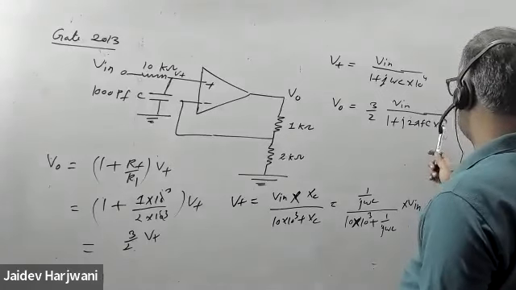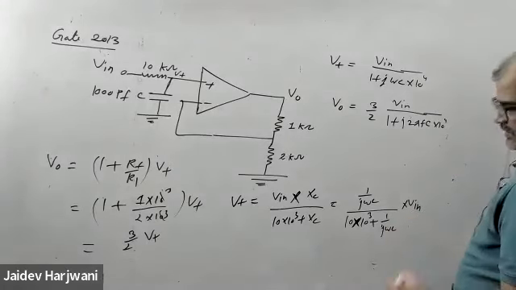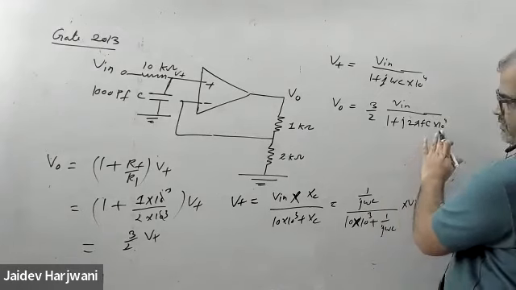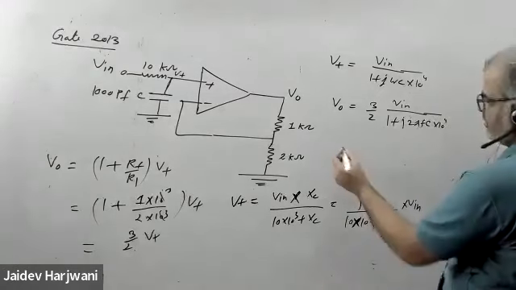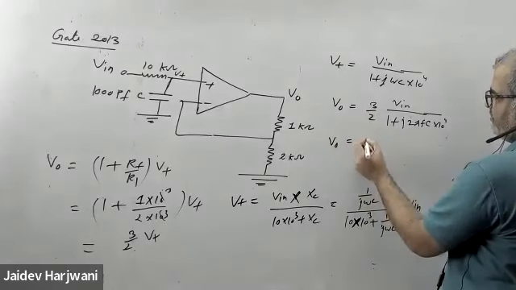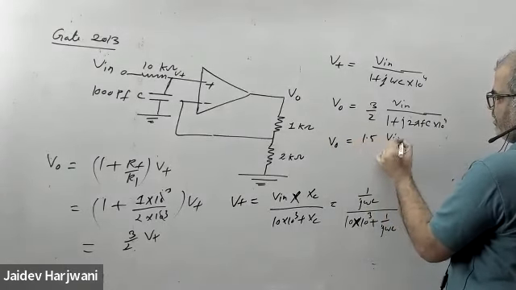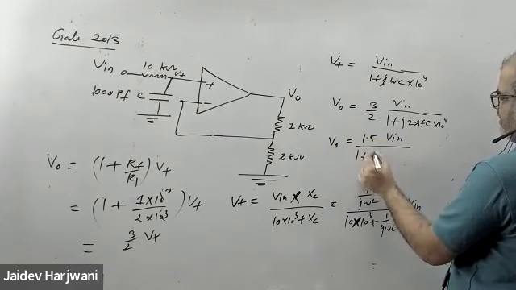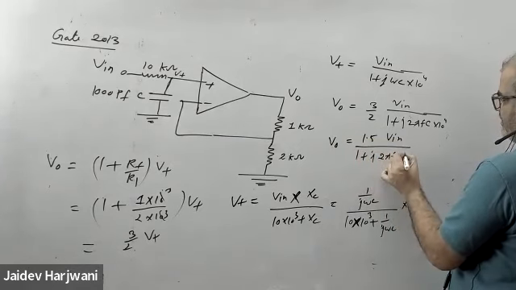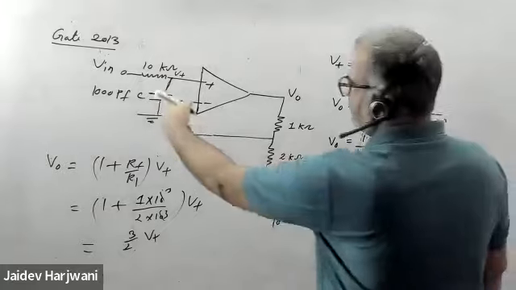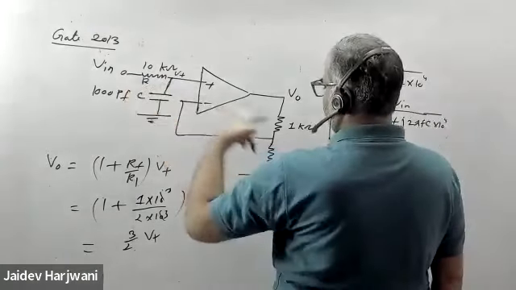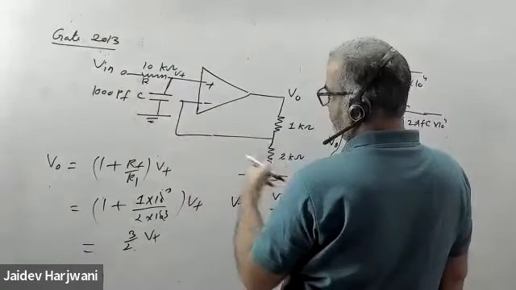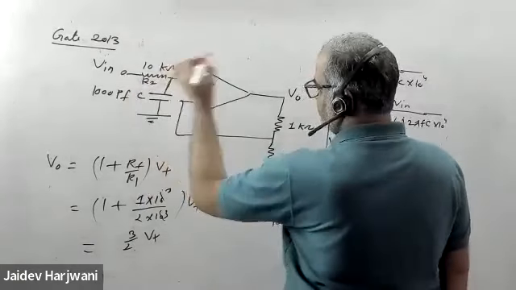10 kilo ohm, this is R. Keep it like this, R only, don't change here. So you have V naught, this becomes 1.5 V input upon 1 plus j 2 pi f C, keep it as R. Say this is R1, RF, R1. So say this is R2.